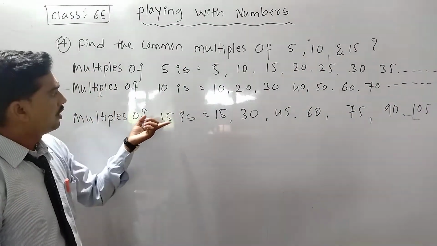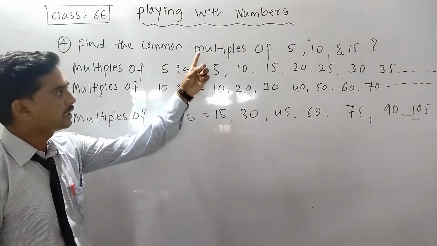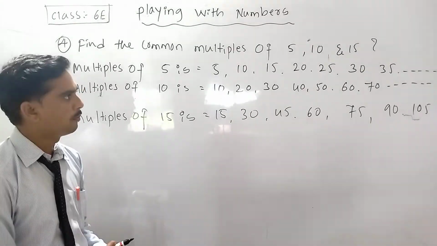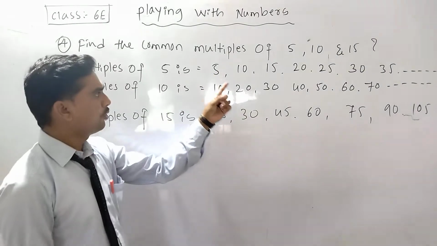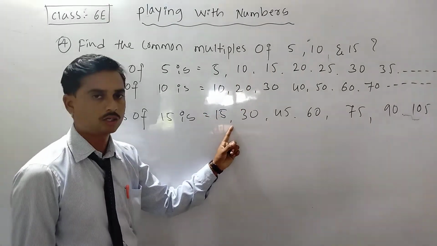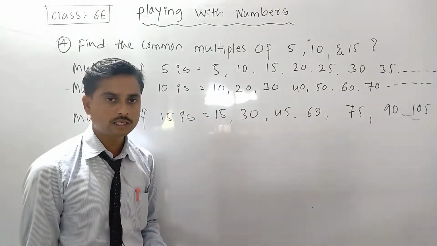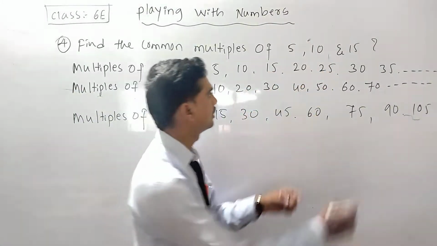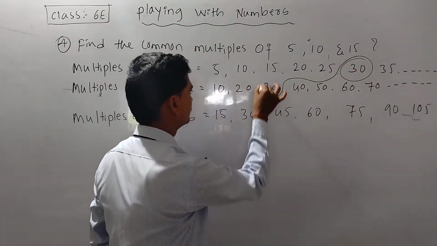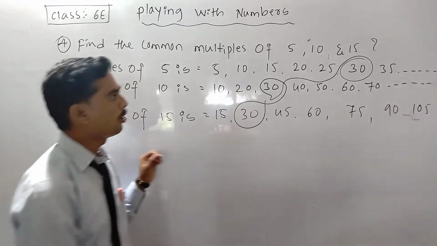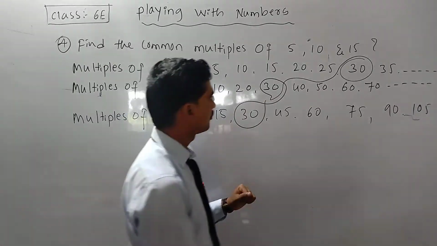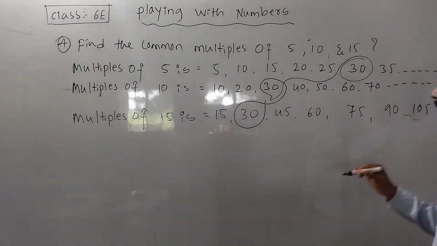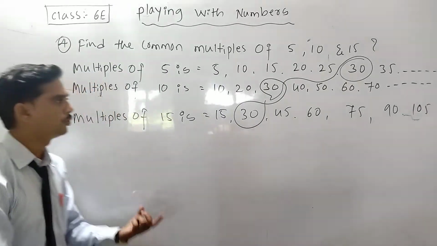Next step, whichever number is there in all the lists, that is the common multiple. 5, 10 here and here, but here not. 10 is not a common multiple. 15 not, 20 not, 30, 30, 30 and 30. Yes, 30 is there. 30 is a common multiple. And 60 is there here and here also. But so many numbers are there, I am going to write only one.